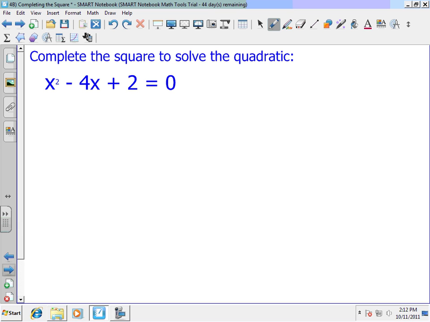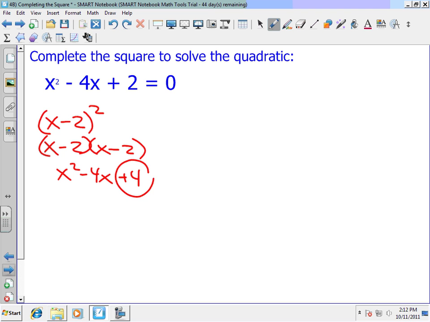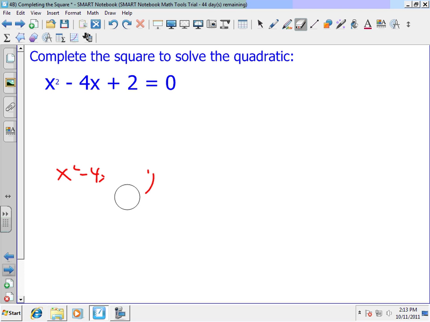Notice x squared minus 4x plus 2. Well, if I went ahead and cut this in half and put x minus 2 quantity squared, and I fold that out, we have x minus 2 times x minus 2, and that's going to be x squared minus 4x plus 4. And notice we need a plus 4 for this to work, but we have a plus 2, so we're missing something. So how do we correct that? Well, this is how you do it. So I'm going to erase that and say, that's what we want to happen, so this is how we make it happen. First thing you do is you move whatever number to the other side.